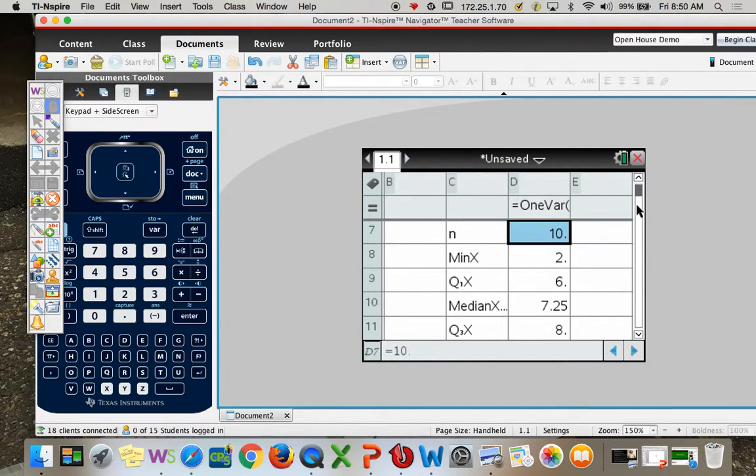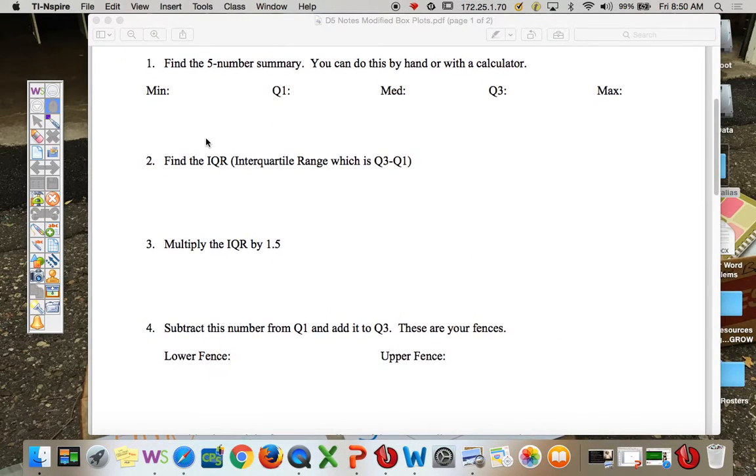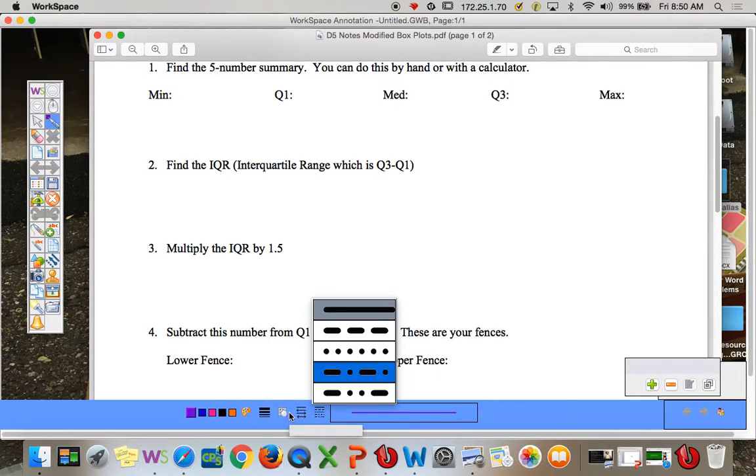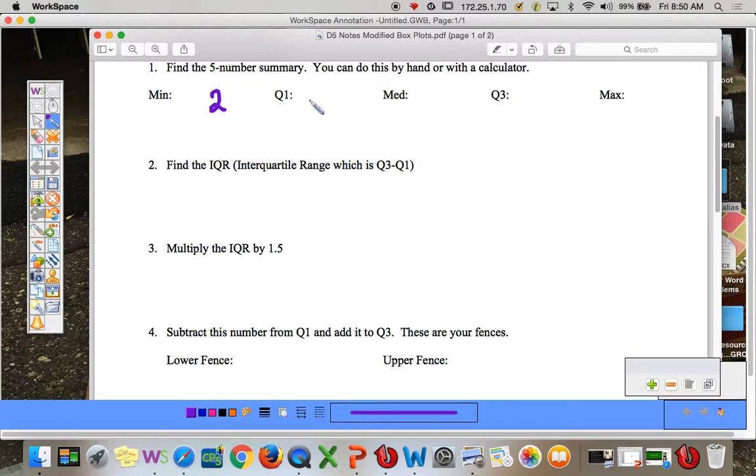And then over here, and sometimes you have to scroll to the top of the document, here is our 5-number summary. There's 10 pieces of data. Min is 2. Q1 is 6. Median 7.25. Q3 is 8. Max is 9. All right, let's write those down and then go over the steps of finding an outlier. So the minimum 2, Q1 6, median 7.25, Q3 8, max 9.